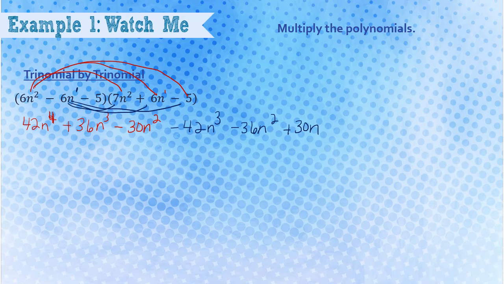Then lastly, I'm going to take that negative 5 and multiply it through by all three parts. So negative 5 times 7n squared is going to give me negative 35n squared. Negative 5 times 6n is going to give me negative 30n. And then lastly, negative 5 times negative 5 is going to give me a positive 25.